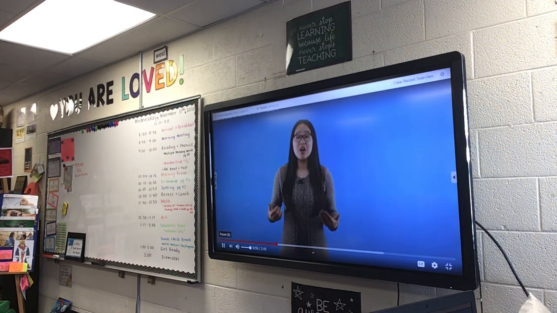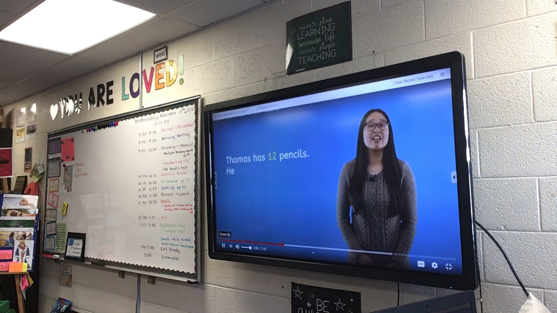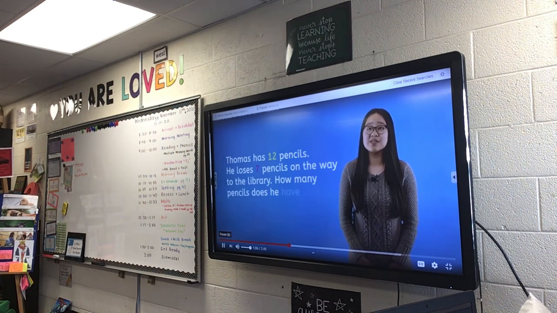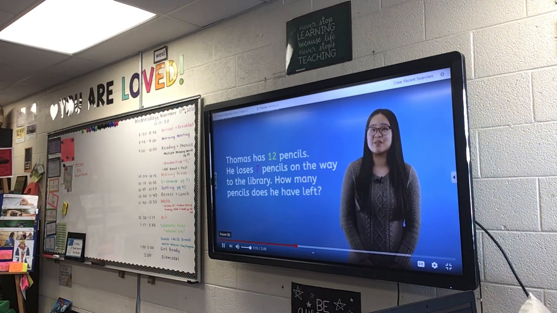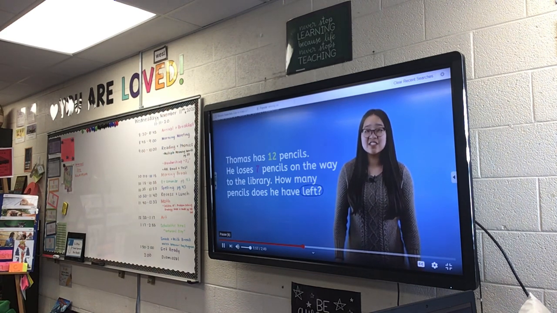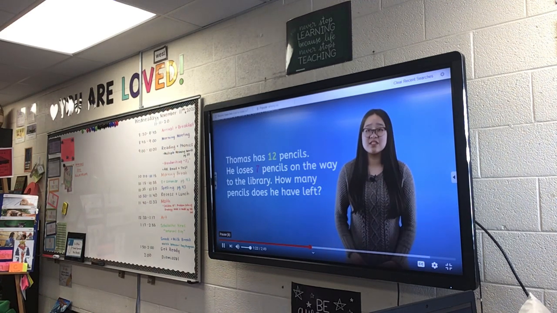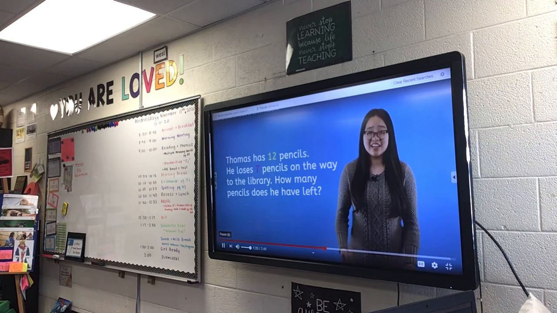Let's look at how you can draw a picture to help you solve a word problem. Thomas has 12 pencils. He loses 7 pencils on the way to the library. How many pencils does he have left? So, what operation do we use to solve this problem? Aha, you got it. The key word, left, tells us that we need to subtract. And that makes sense, doesn't it? Since Thomas lost some pencils. We could subtract straight away to solve this problem, but I want to show you how we can also draw a picture to get our answer.